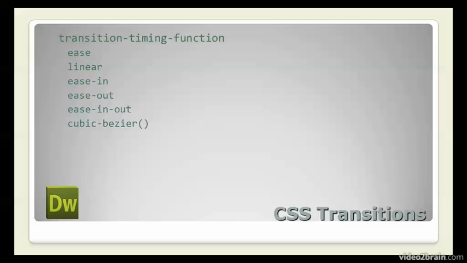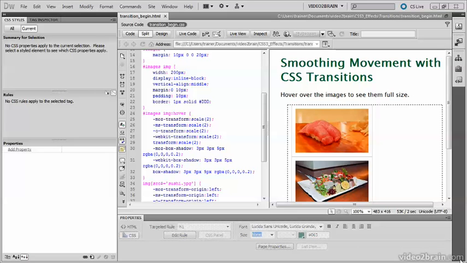Cubic Bezier takes four comma-separated numbers specifying the points of the Bezier curve used to calculate the easing. Unless you're a mathematic whiz kid who knows how to specify the points of a Bezier curve, you'll probably never use this final option. Right, let's put CSS transitions into action.